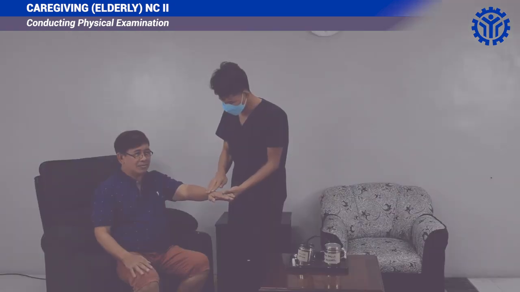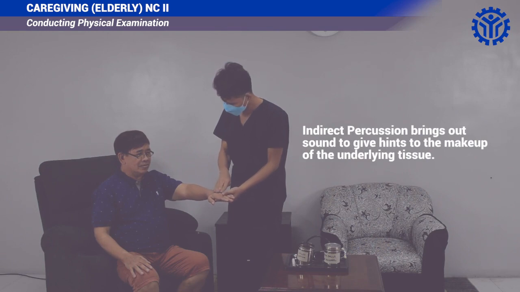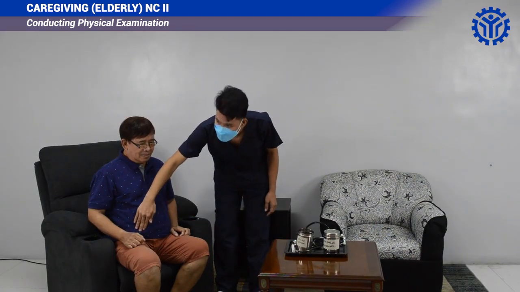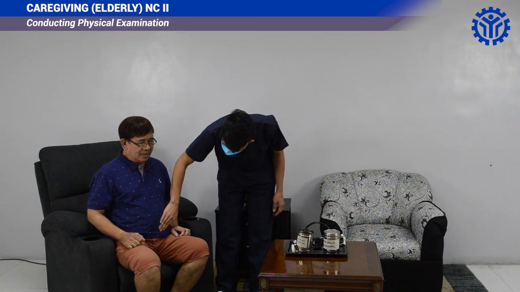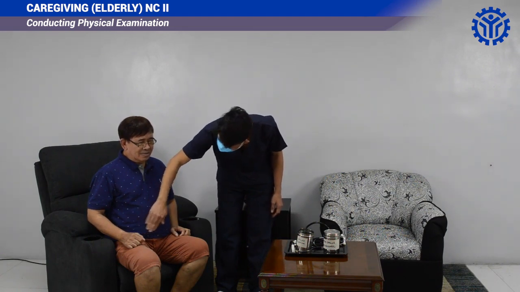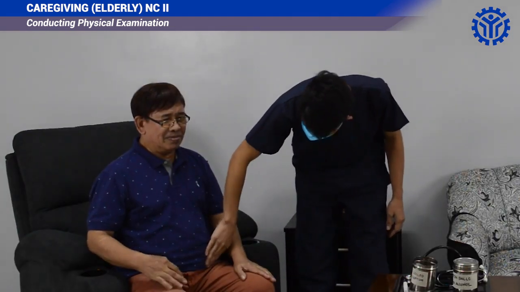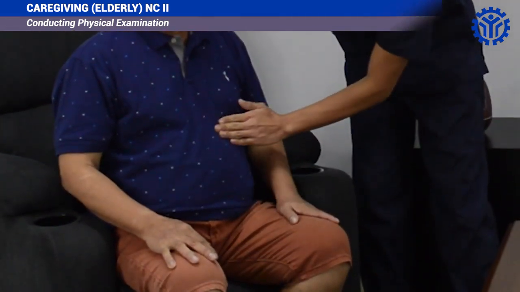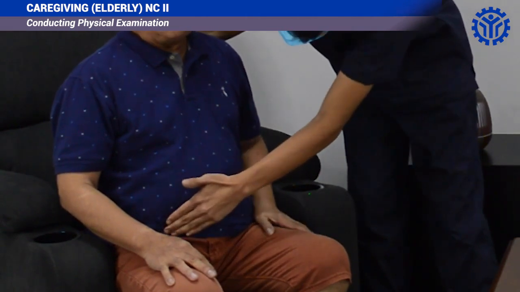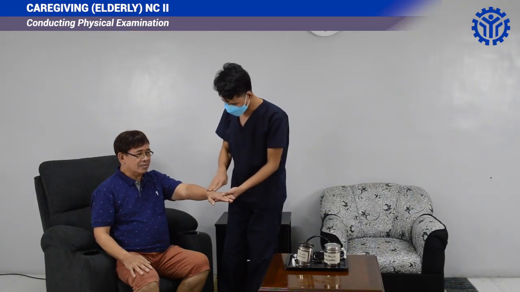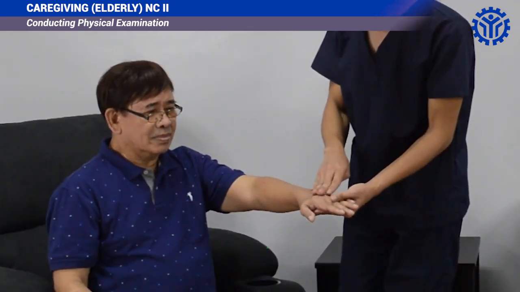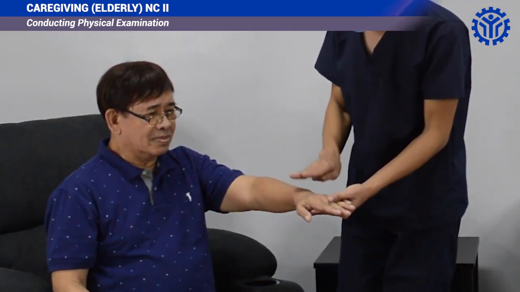On the other hand, indirect percussion brings out sounds to give hints to the makeup of the underlying tissue. Press the distal part of the middle finger of your non-dominant hand firmly on the body part. Keep the rest of your hands off the body surface. Flex the wrist of your non-dominant hand. Using the middle finger of your non-dominant hand, tap quickly and directly over the point where your other middle finger touches the client's skin. Listen to the sounds emitted.